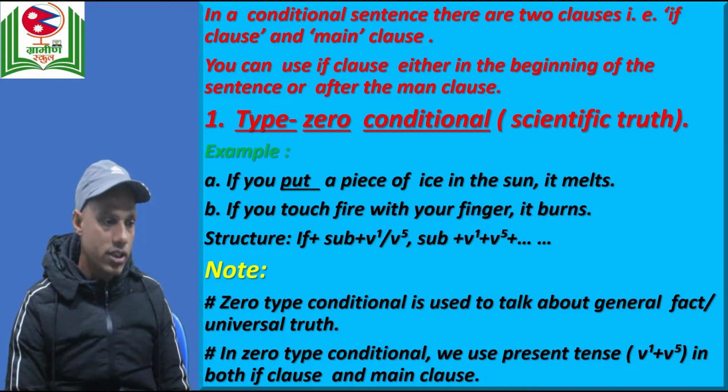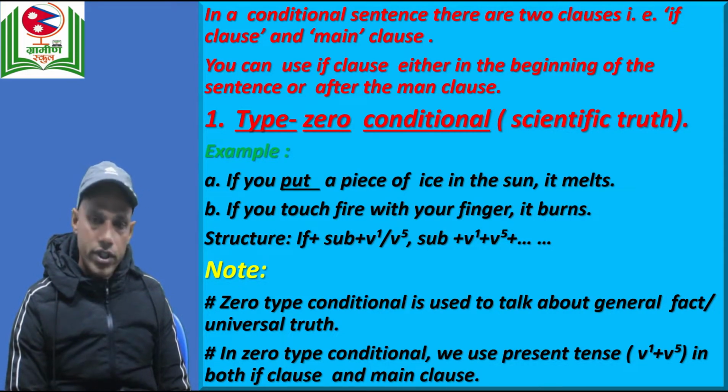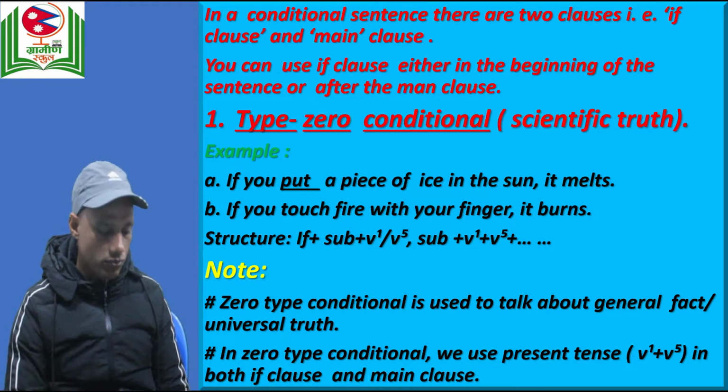Let's see the first point. Zero type conditional is used to talk about general fact or universal truth. Second point: in zero type conditional we use present tense, that is either verb 1 or verb 5 form, in both the if clause and the main clause.